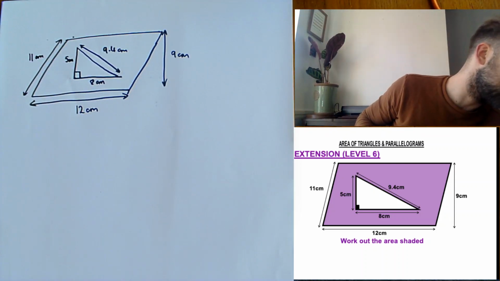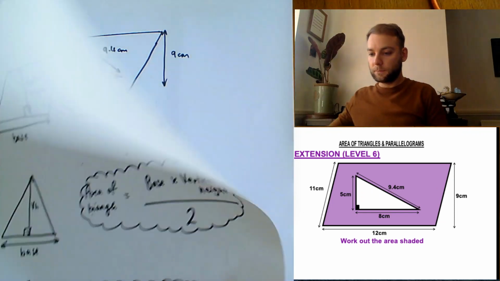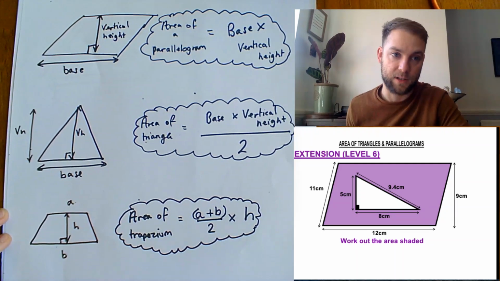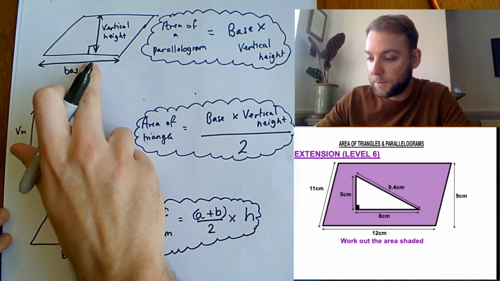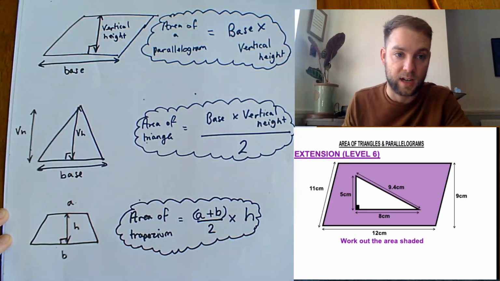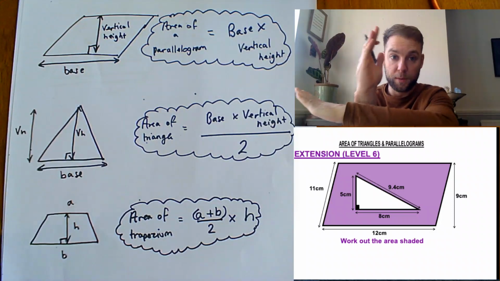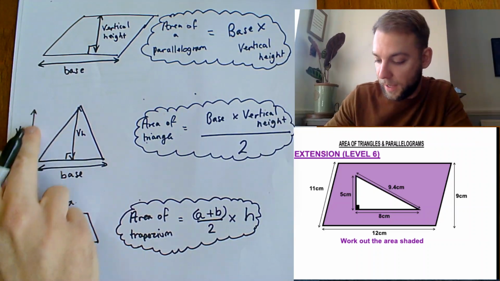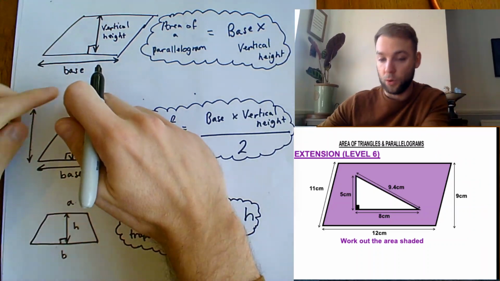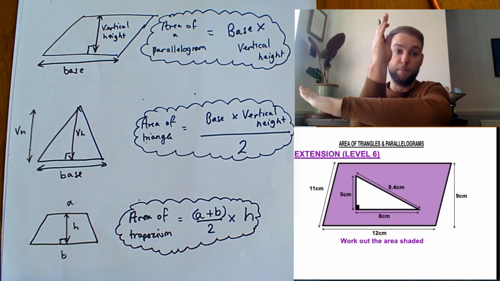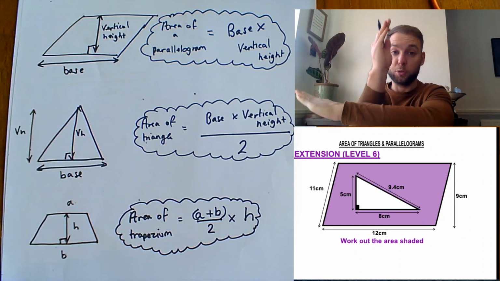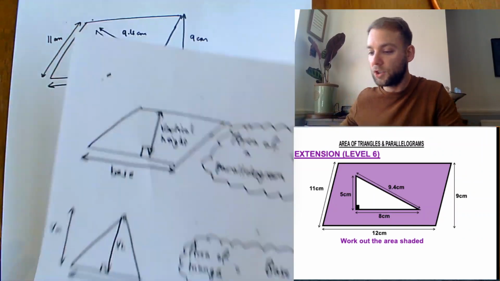Now I'm just going to bring the sheet back that I had before, because this is the one that you need to refer to all of the time. So this sheet here, you need to know all of these areas. Parallelogram is base times vertical height, ignoring the slanted side here. They must be perpendicular. It could be inside, it could be outside. Again, ignoring these 2 slanted sides, they must be perpendicular. Here we've got A plus B divided by 2 times H, and again, that must be perpendicular.